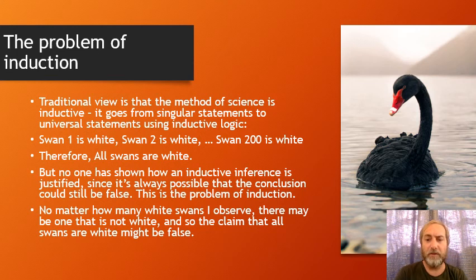But the problem we saw with Hume is what justifies that leap? Because given the premises that we started with, it's always possible the conclusion could be false. There might have been a black swan out there and we just didn't observe it, right? Maybe it was swan 201. So that is the problem of induction in a nutshell, right? No matter how many white swans I observe, there might be one that isn't white. And so that makes our conclusion false, or potentially false.